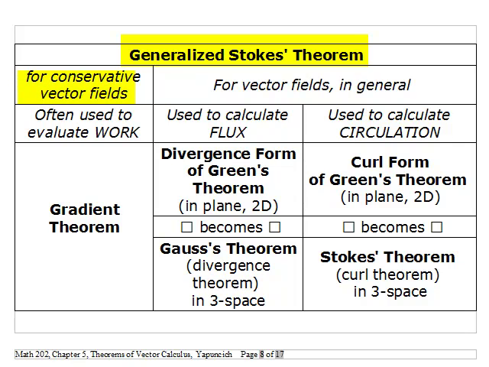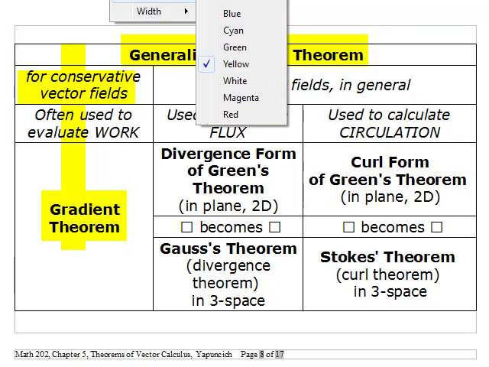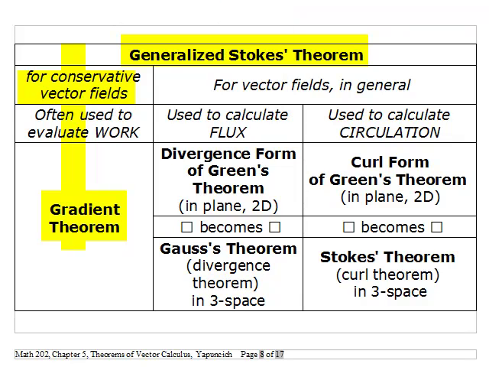Now if you have a conservative vector field, the gradient theorem applies. See, that's sort of in its own column out here. Now let's look at the second column. The second column is going to be used to calculate flux. If you're in 2D, the divergence form of Green's theorem applies in the plane. In 3 space, it's Gauss's theorem. Gauss's theorem is just a 3-dimensional version of Green's theorem.